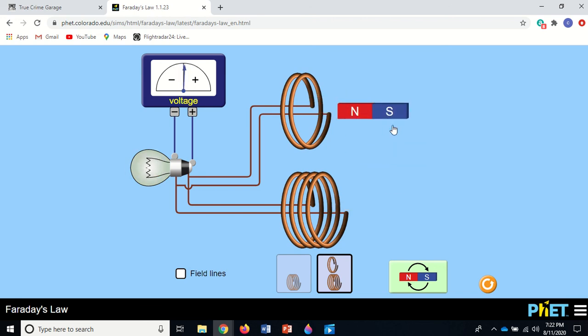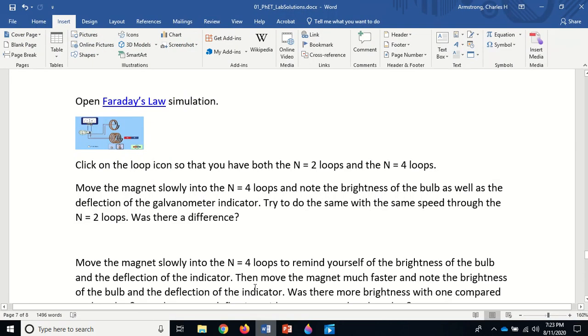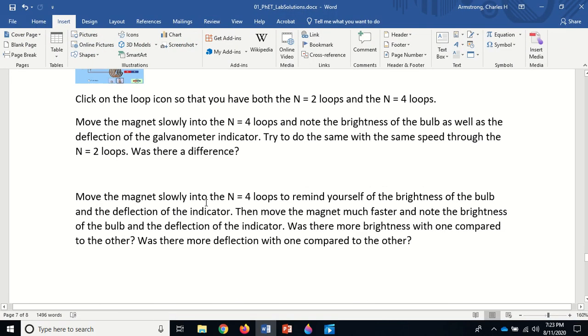I don't know. Put it to you this way. This one obviously is supposed to give you the greater deflection and the brighter bulb. But it's hard to do them at the same time. All right. Move the magnet slowly into the loop, as well as watch the deflection. I try to do the same speed through the two loops. Was there a difference? There's supposed to be a difference. It's hard to do it so you see a difference.